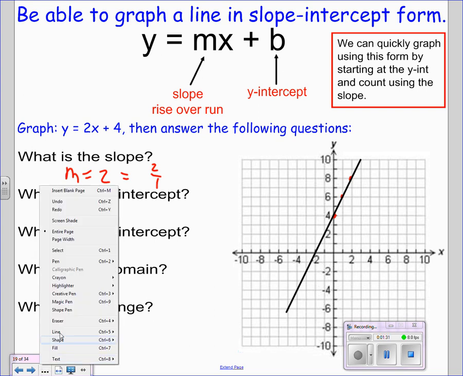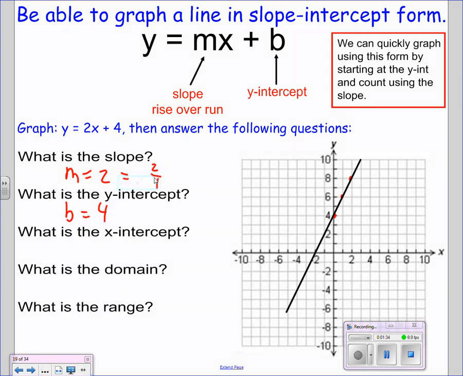Please make sure your lines have arrows to indicate that they run forever. And label your y-intercept. So this is 0, 4, and another point. So I'm going to use this one, which is at 2, 8, please. It's also asking, what is the x-intercept? So if I were to go down 2 to the left, I would eventually hit my x-axis at negative 2. Or negative 2, 0 is my x-intercept.